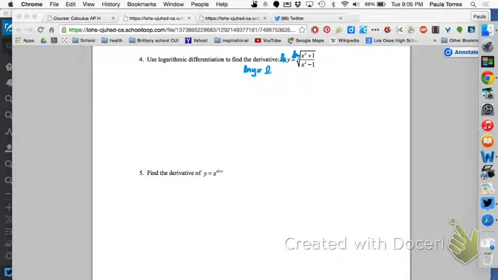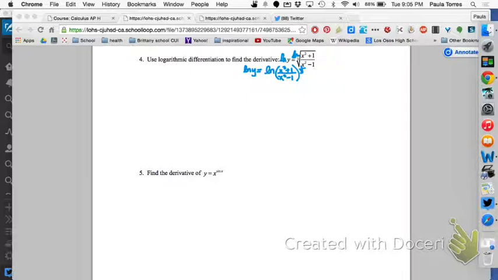Of course, I could have taken the derivative of this problem without natural logging both sides, but it would have been a little messy. And I'm going to show you that at the end, after I show you what happens when I take the natural log of both sides.